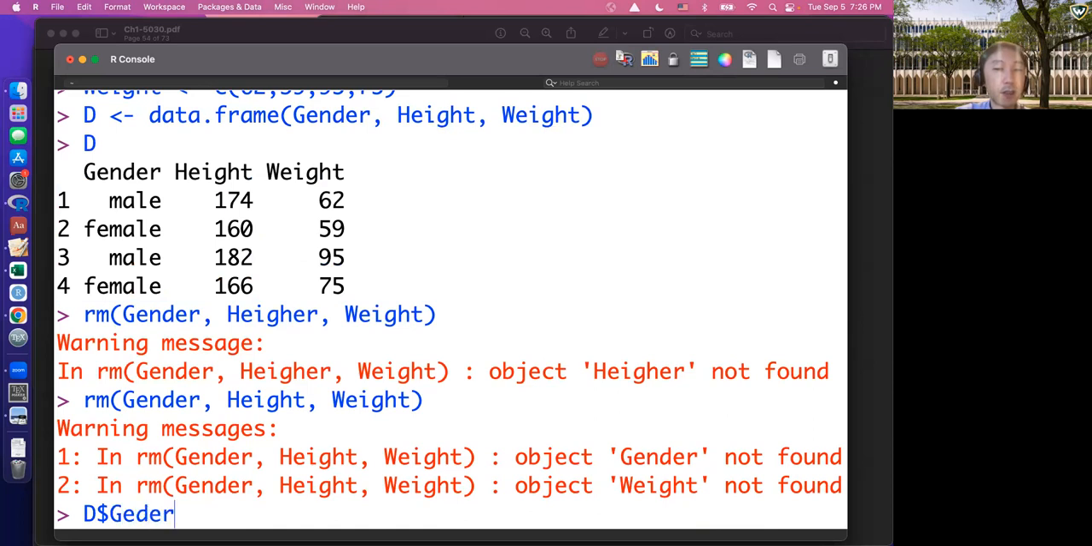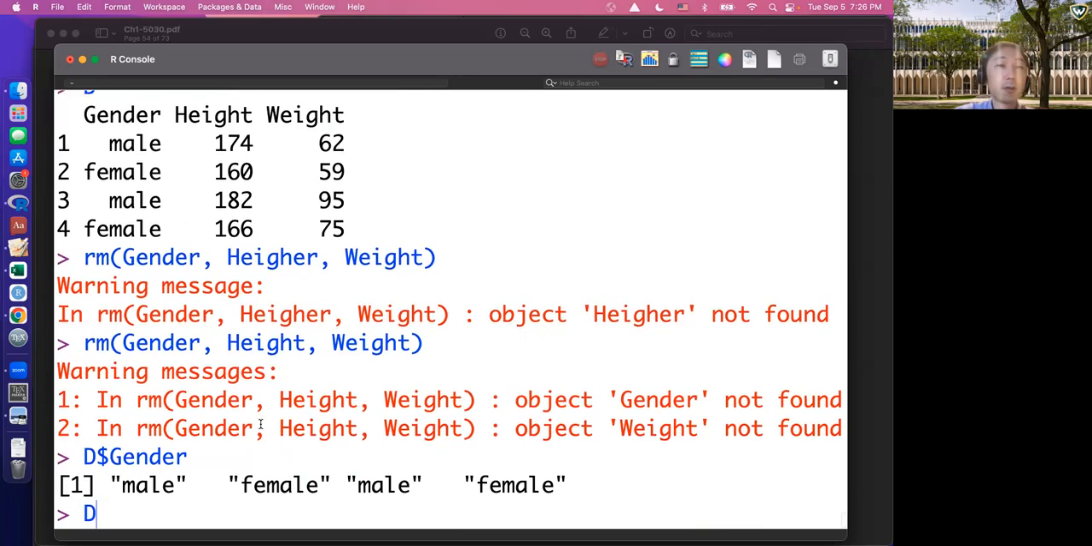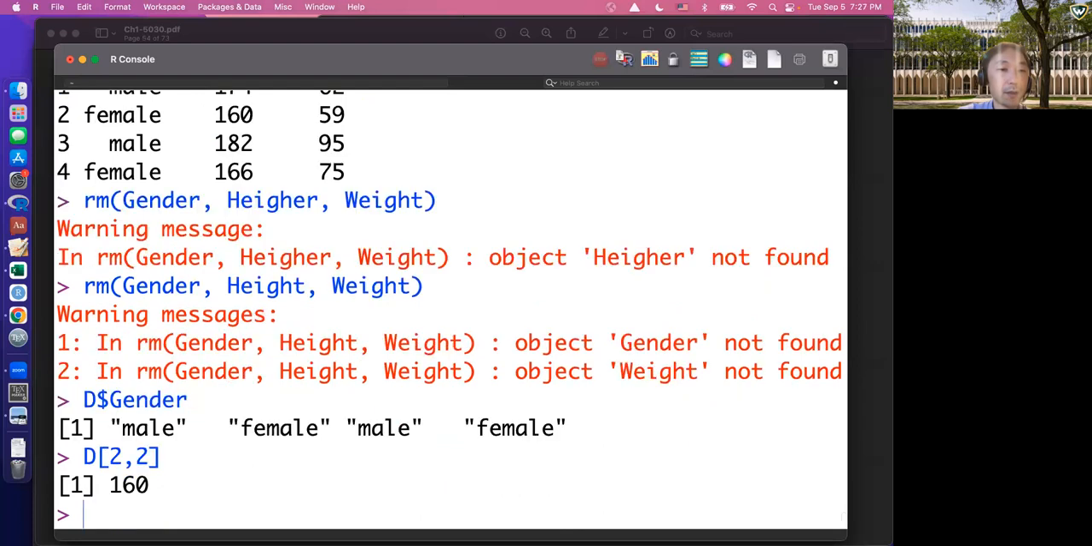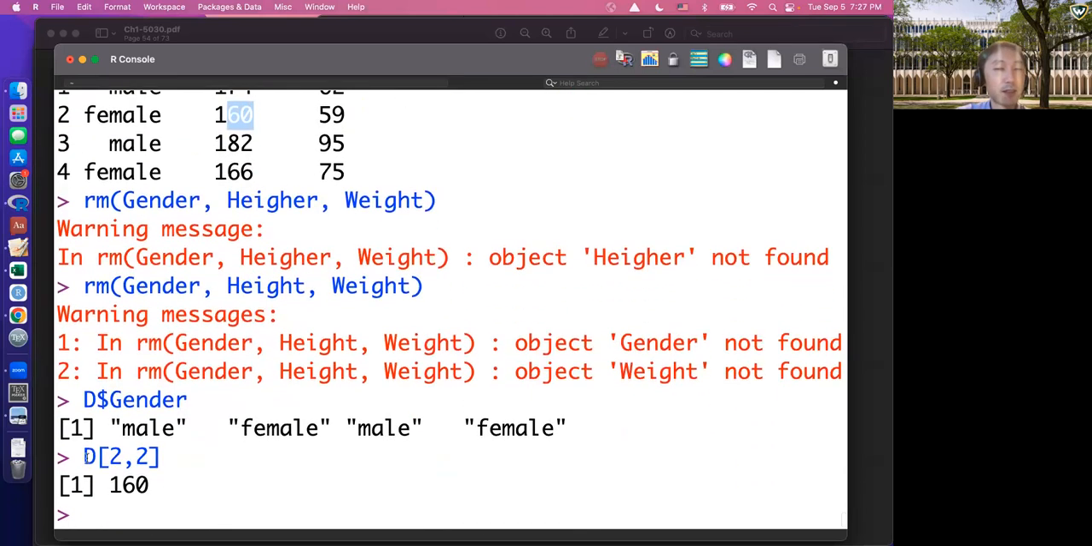For example, we can extract gender out of D. But we can also treat this as a matrix sometimes. For example, we can extract the height for the second row. That is done by D[2,2]. This is basically the grammar for matrices in R, but actually we can access this element by typing D bracket 2 2. So the data frame is a list, but sometimes it behaves like a matrix.